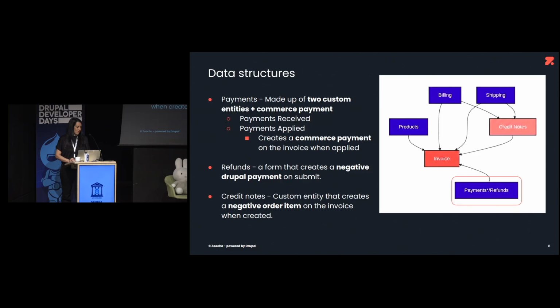Payments, like I mentioned before, are special. They are made up of 2 custom entities in addition to commerce payments. The 2 custom entities are payments received, which records information about the payment, and payments applied, which tracks where the payment was applied to. And when the payment gets applied, it also creates a commerce payment on the order. Refunds are controlled by a simple form, and that creates a negative commerce payment on submit. A credit note is a custom entity that creates a negative order item when it is applied to an invoice.